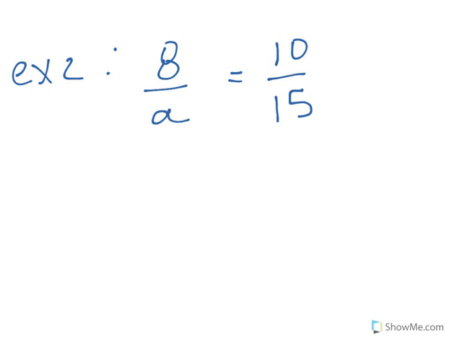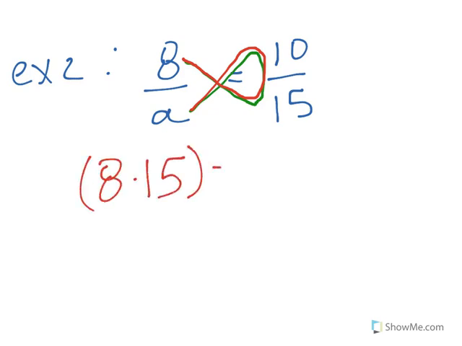Okay, so all we have to do is, we're going to say 8 times 15 divided by 10 equals a. Again, I'll say that again. 8 times 15 divided by 10 equals a. 8 times 15, I have to do that first. Then I can divide it by 10, and that's going to equal my unknown a.